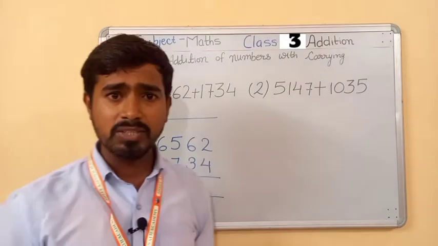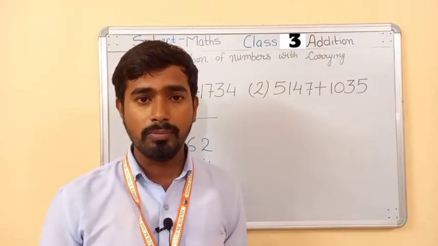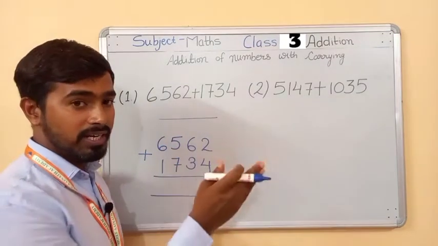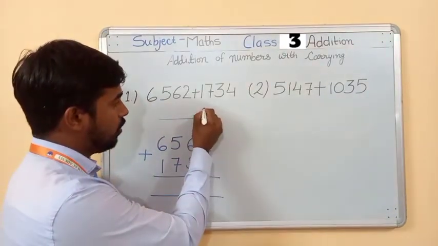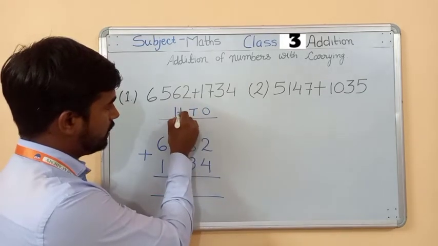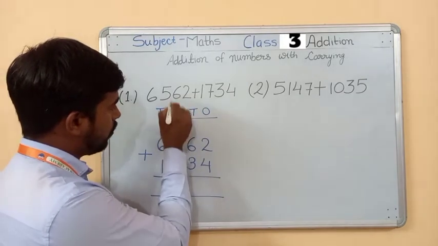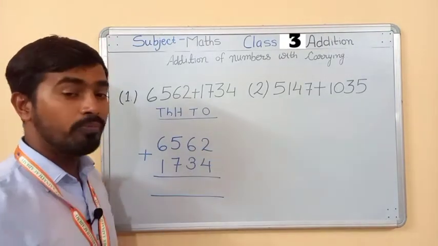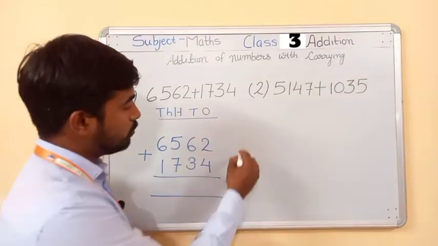Do you know what place value is? Have you studied place value? First of all, write on the right-hand side ones, tens, hundreds and thousands. Now add 2 plus 4. How much?